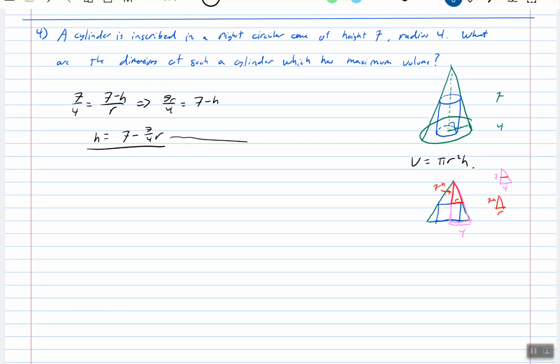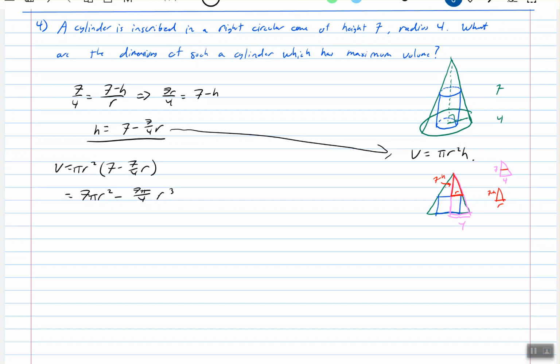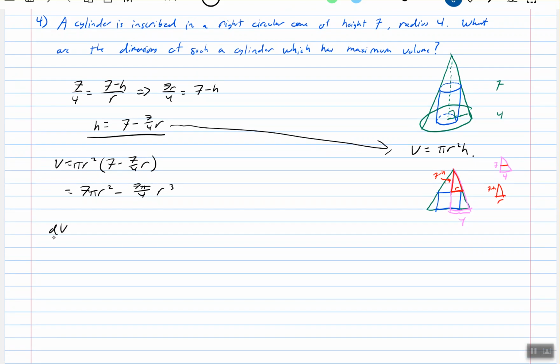Sub that into here. And so we get V is equal to pi r squared times 7 minus 7 over 4r, or 7 pi r squared minus 7 pi over 4 r cubed. Now this is the volume we wish to maximize, so now we need to take its derivative. So we get dV/dr is equal to 14 pi r minus 21 pi r squared over 4.